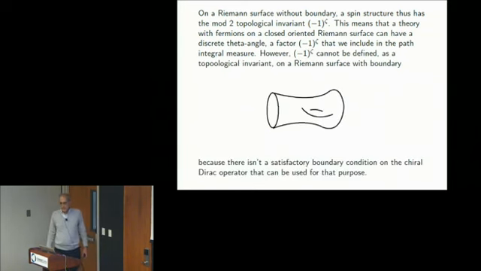But (-1)^ζ can't be defined as a topological invariant on a Riemann surface with boundary, because there isn't a satisfactory boundary condition on the chiral Dirac operator that you could use for that purpose. Earlier in the lecture, for the non-chiral two-component fermion field, we wrote down the two most widely used local boundary conditions, but they have no analog for this one-component chiral Dirac operator. There is, in fact, no complex linear elliptic boundary condition for this problem. Local elliptic boundary condition. There's a simple topological obstruction.